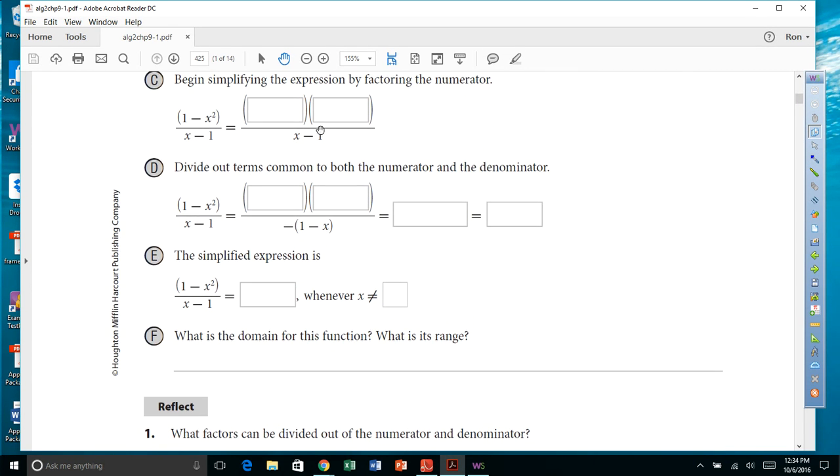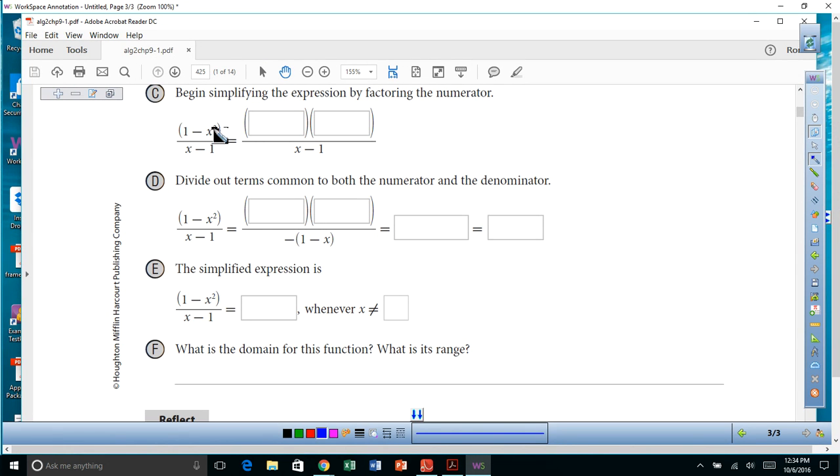Begin by simplifying the expression by factoring the numerator. So 1 minus x squared, that would be 1 minus x and 1 plus x. Divide out terms common to both the numerator and the denominator. So 1 minus x times 1 plus x, and then you got 1 minus x and x minus 1. So that's going to give you negative, don't forget your negative there, 1 plus x, which gives you negative 1 minus x.